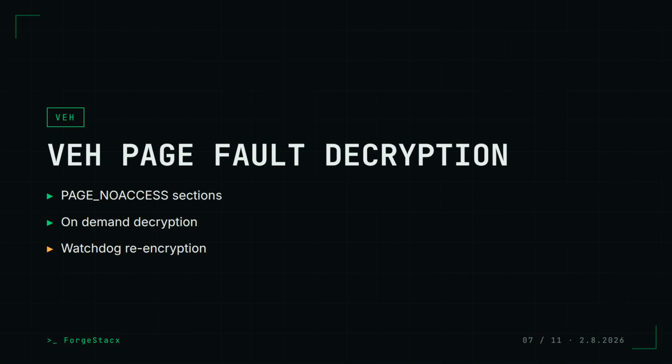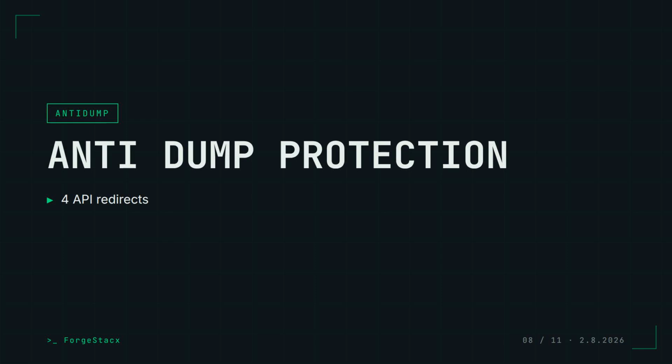The anti-dump protection redirects 4 critical Windows APIs through wrapper functions inside the stub. Those 4 APIs are GetModuleHandleA, GetProcAddress, ExitProcess, and VirtualAlloc. After the payload is loaded, the entire import directory gets zeroed out. This means that memory dumps cannot reconstruct the import table, making it harder for analysts to understand what the packed binary does without dynamic analysis. It is a solid defense against automated unpacking tools.